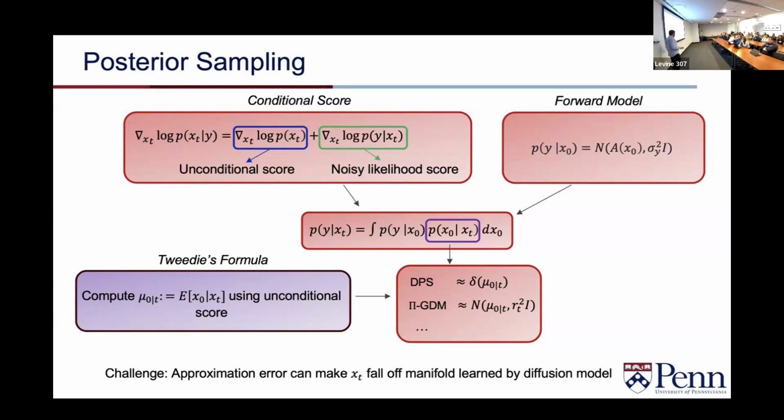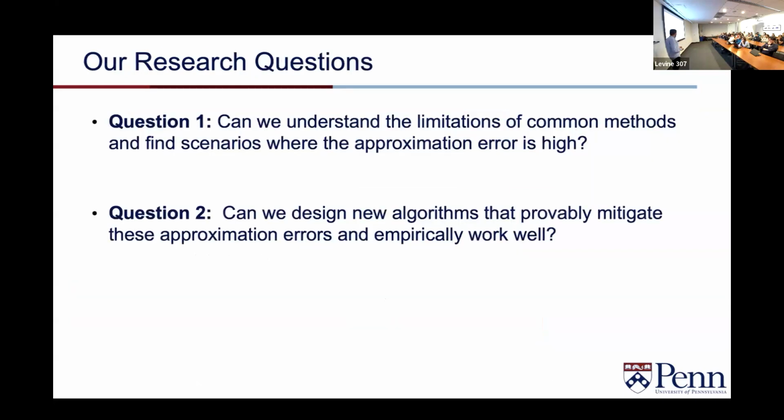This can actually make the intermediate results of my diffusion model fall off this manifold that's being learned by the diffusion model as I do this iterative denoising process. And so this leads us to our main research questions in our work: can we understand the limitations of these popular methods if we introduce these types of approximations? When is this approximation error high? And the second question is, can we design new algorithms that will provably mitigate some of these approximation errors, but also empirically work well at solving these image restoration tasks?